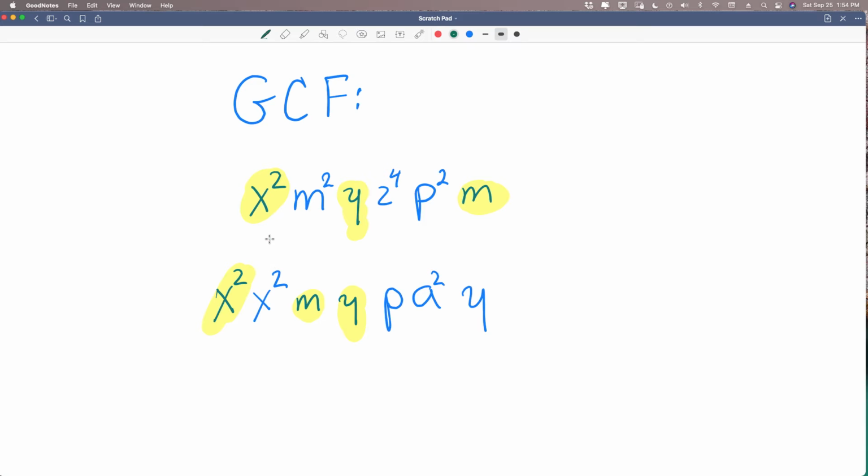We're actually taking these and we're just breaking them down. X times m times y times z times z times z times z times p times p. We're just taking them down. Let me go backwards for just a moment.